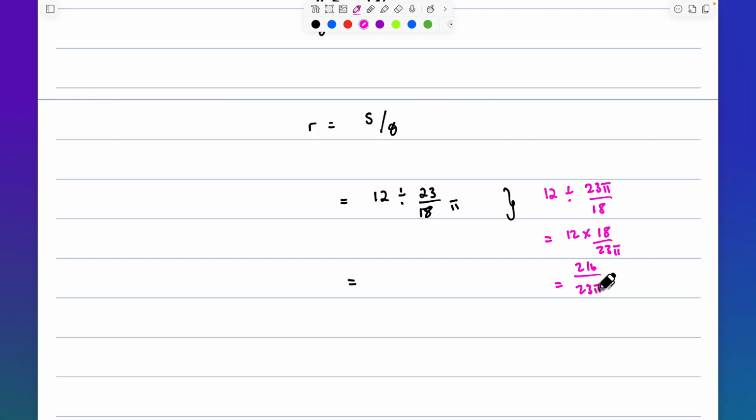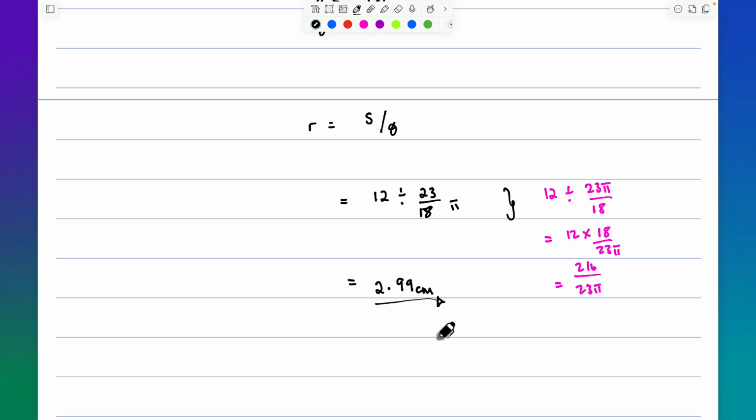So the answer to this question is, did I get that correct? I have two different answers here. 12 divided by 23 over 18 pi. Yeah, okay, that's perfect. So your answer here is this, but then if you have it in the correct format, in decimal format, that's 2.99 centimeters.